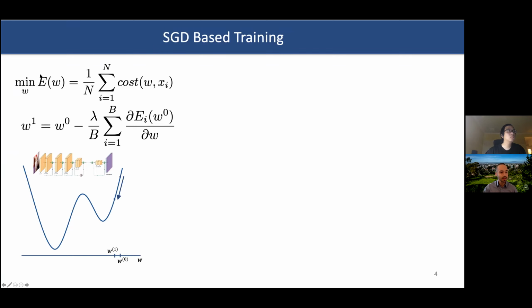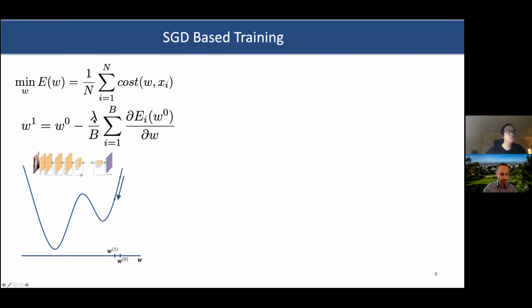We're going to denote the loss with E. The model parameters are denoted with W. We're considering a supervised learning task where we have n samples, xi, for which we know the label. And we're trying to minimize the average cost, or the empirical loss, on n examples.